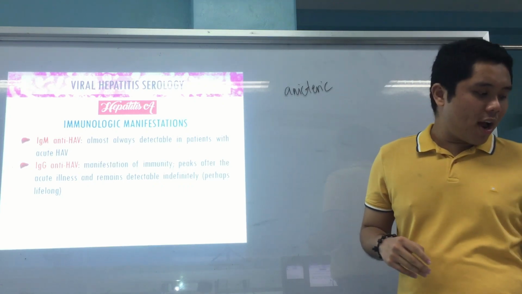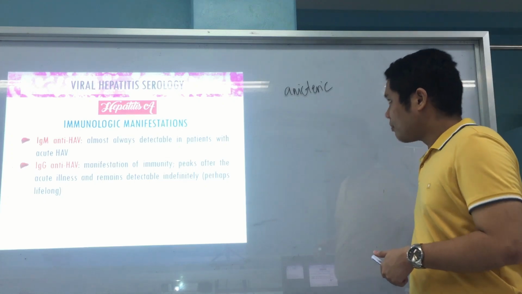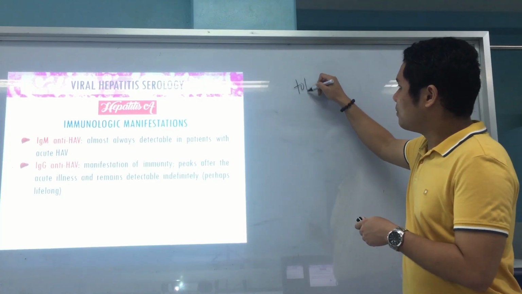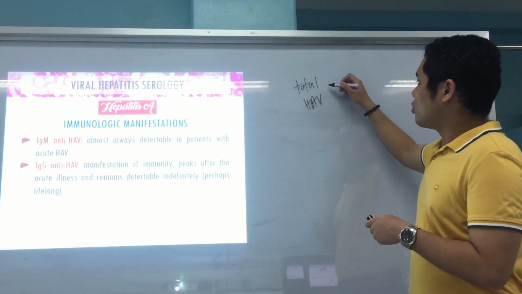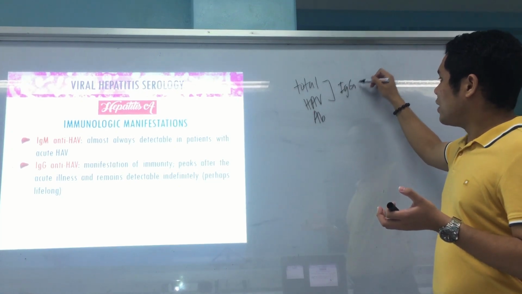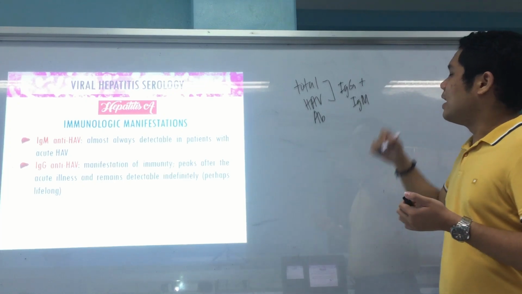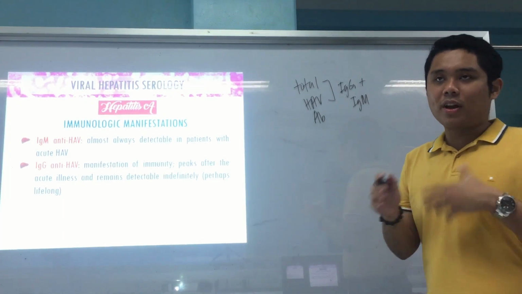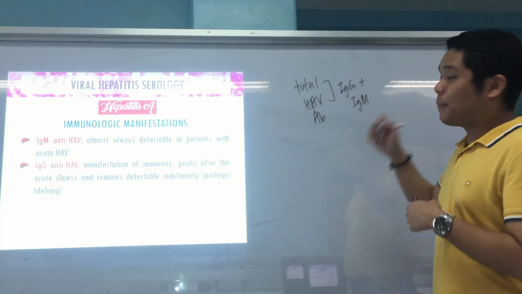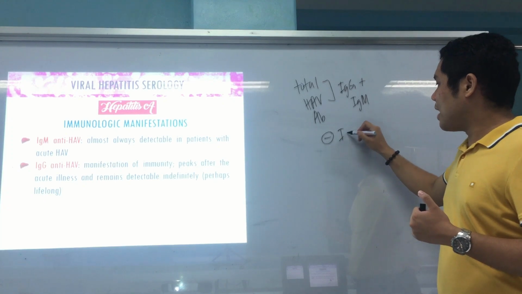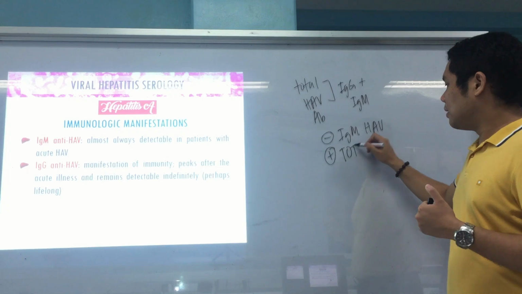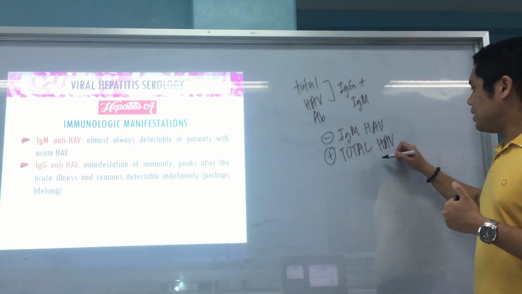It peaks after the acute illness and remains detectable indefinitely, perhaps lifelong. Okay. And we also have what we call the total HAV antibodies, di ba? So total HAV, basta total HAV gani, it means IgG and IgM concentration. So if ever nahuman na ang infection, tapos nagpa-test ka, for example, negative imuhang IgM anti-HAV antibody, pero positive imuhang total anti-HAV antibody, okay?